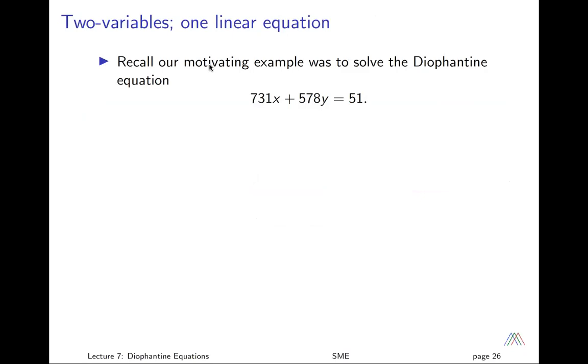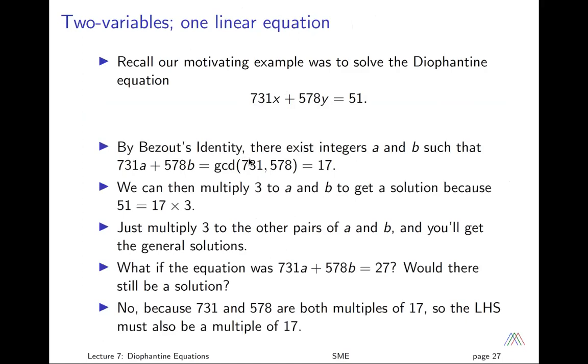Remember that going through all this Euclidean algorithm and Bezout's identity was to solve the Diophantine equation 731x plus 578y equal to 51. So how might we solve this? We use the Euclidean algorithm and find that their GCD is equal to 17. Then you have to notice that 51 is equal to 17 times 3.